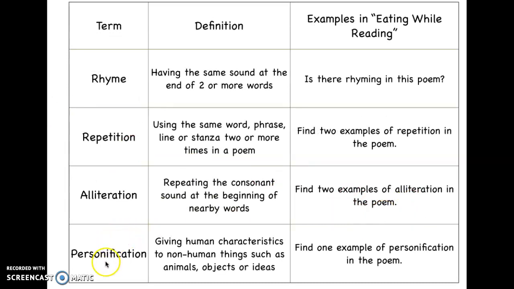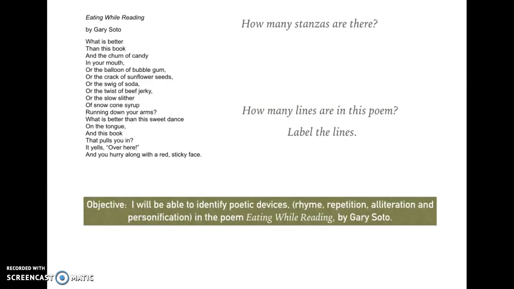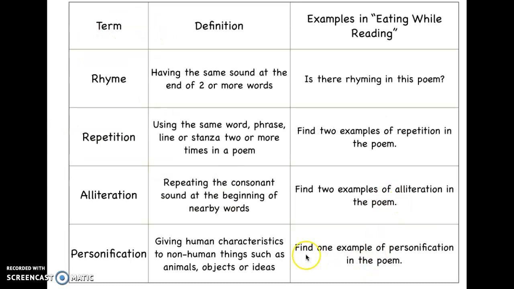Finally, we're going to look for personification. Personification is giving human characteristics to non-human things such as animals, objects, or ideas. A good example is the cookies were calling me from the kitchen. The cookies weren't actually calling the person. It's giving a human characteristic to a non-human thing. You're going to go to this poem and find an example of personification and record your answer here.